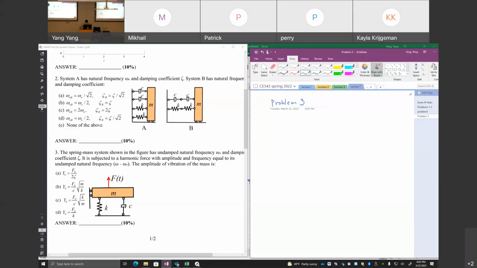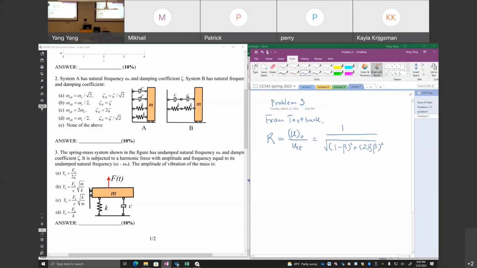So actually, from the textbook or from our notes, the response factor, that's between the dynamic and static: the amplitude of the dynamic displacement over the static displacement should be equal to 1 over square root of 1 minus beta squared plus 4 times zeta squared.